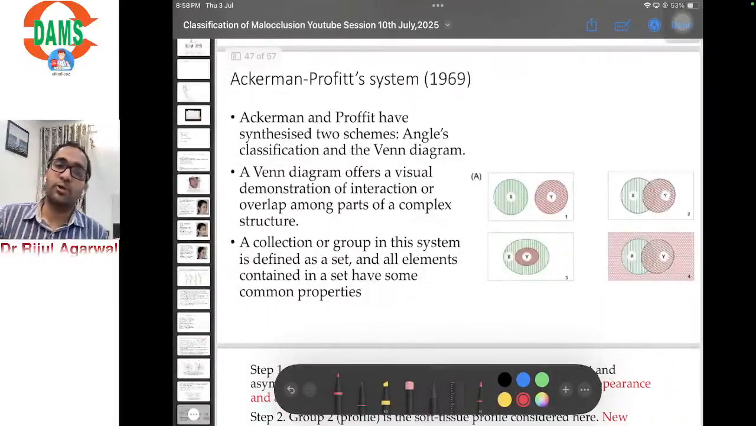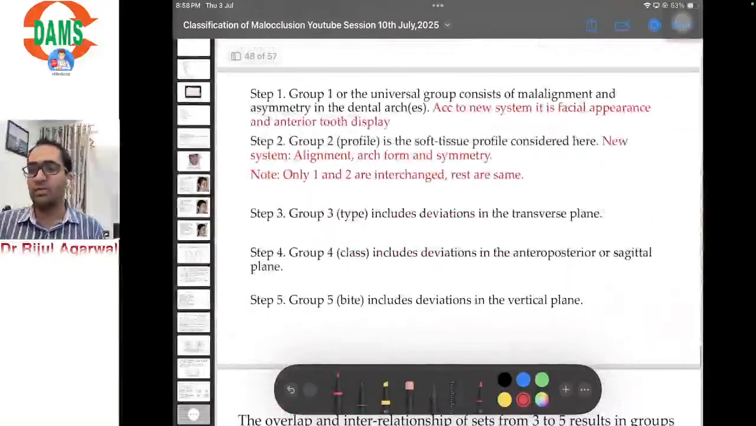Next, this controversial question which came up in this exam, the NEET 2025: the Ackermann-Proffit system of classification. He classified it as a Venn diagram with subsets and all that, which is not important. What is important is how to classify, and this caused the problem.